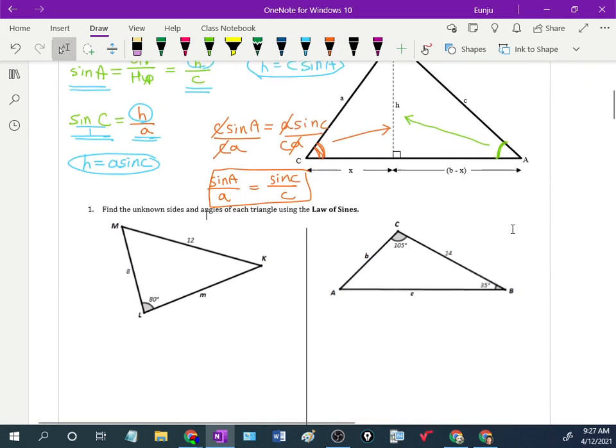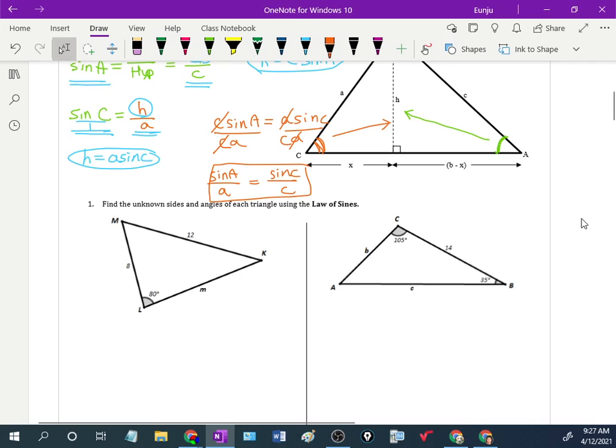So let's do one example together, okay? Number 1, and I will do the question on the left-hand side. Find the unknown sides and angles of each triangle using the law of sines. So this is an unknown side, right? Sides 8 and 12 are given. M is not known, so I have m. I don't know this angle either, right? So I need to figure this out too. When I use M, the measure of the angle M, I must use the corresponding letter, the opposite side from that. So if I use both of them at the same time, I have two unknowns. So that's not a good idea to start with.